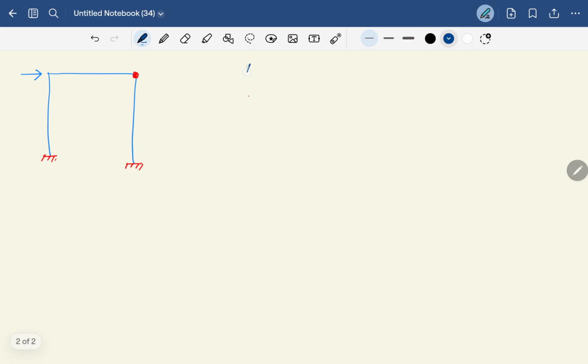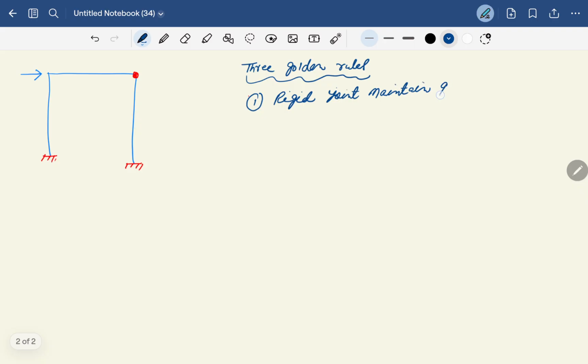Firstly, three golden rules. The first one is that a rigid joint maintains a 90-degree angle, okay. We'll see what this is. Rigid joint maintains a 90-degree angle, okay. What is the meaning of this?